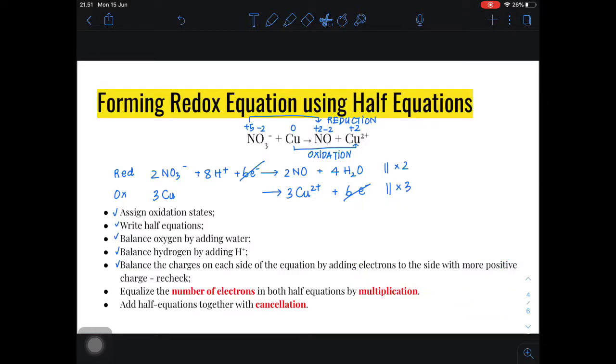Now as we are done, I will delete all the labels first. So if we want to balance out the equation, we will have 2NO3- plus 3Cu gives us 2NO plus 3Cu2+. Then add the water on the right, add the hydrogen on the left. So now we are done with all the process.